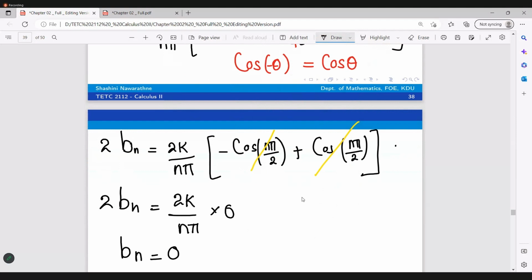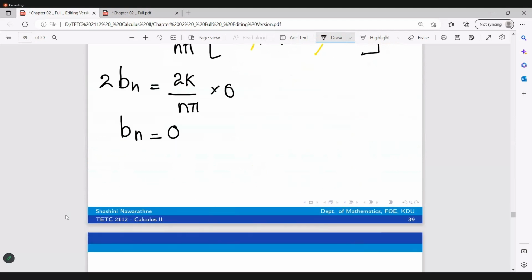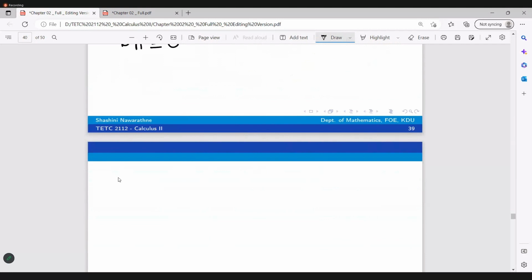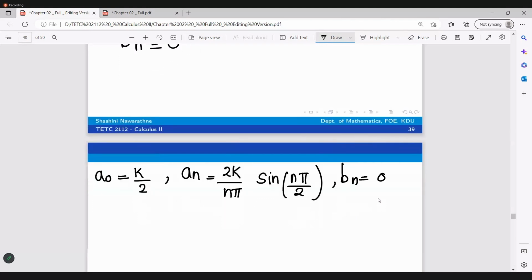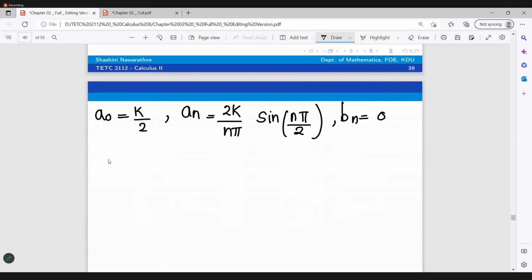Once we have obtained all 3 Fourier coefficients, tell me what is An? Sorry, what is A naught? A naught is equal to k over 2. And An? An is equal to 2k over n pi sine n pi over 2. And Bn is equal to 0. Once we have obtained all those 3 Fourier coefficients, we can write the Fourier series expansion.